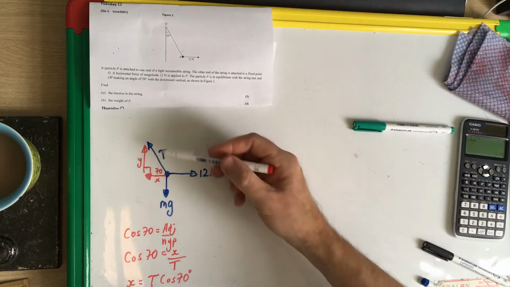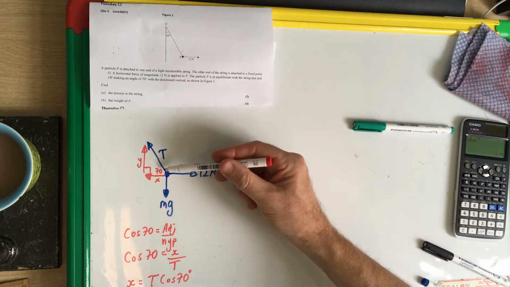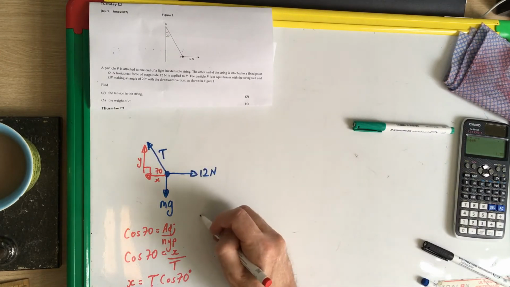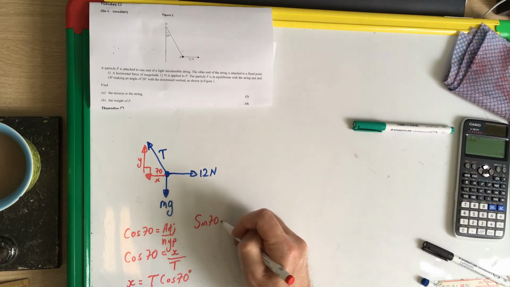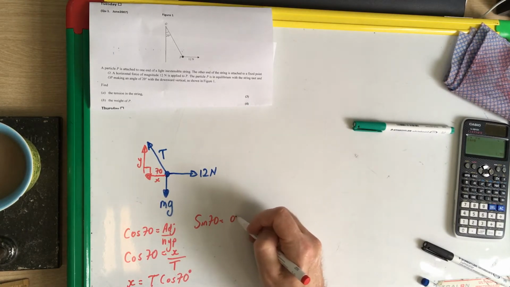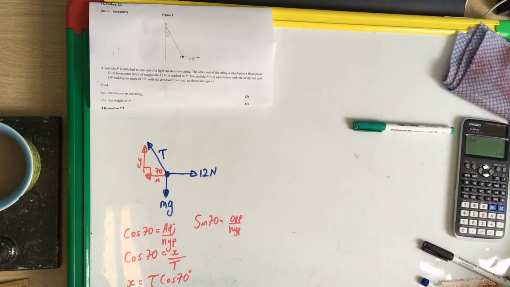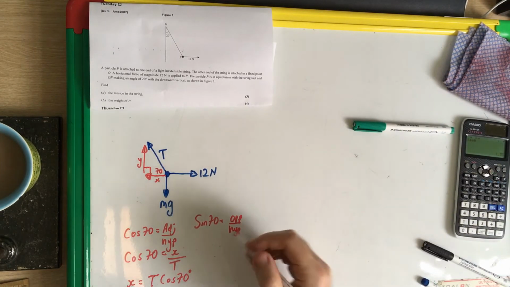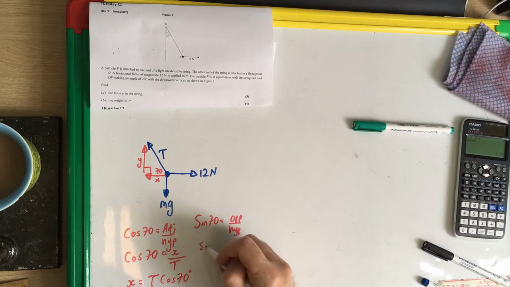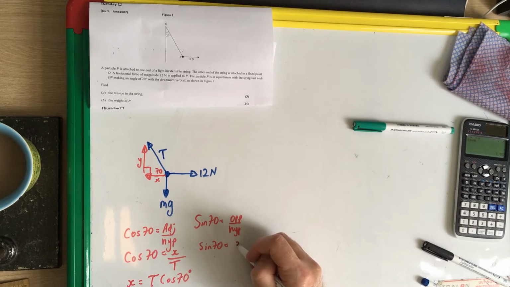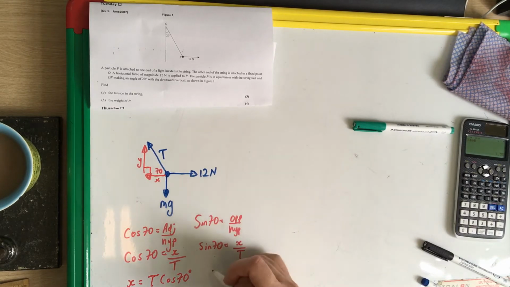We can also do the same maths and say the sine of 70 is opposite over hypotenuse. So the sine of 70 is equal to the opposite, which is Y, over T, and moving that T up, T sine 70 is equal to Y.